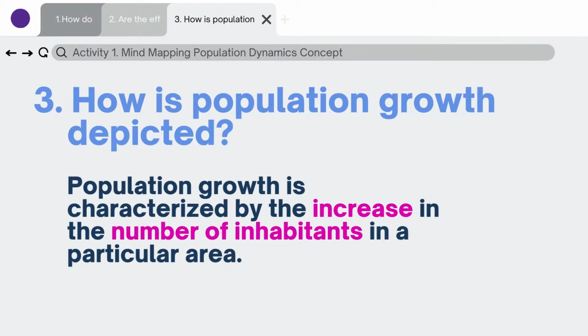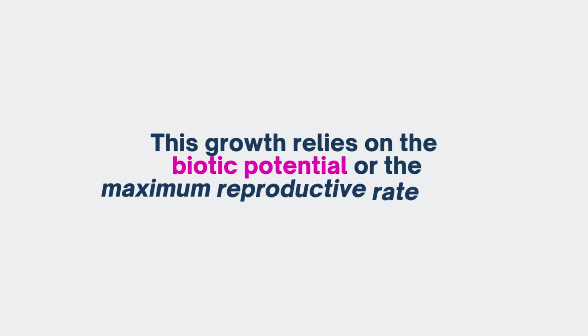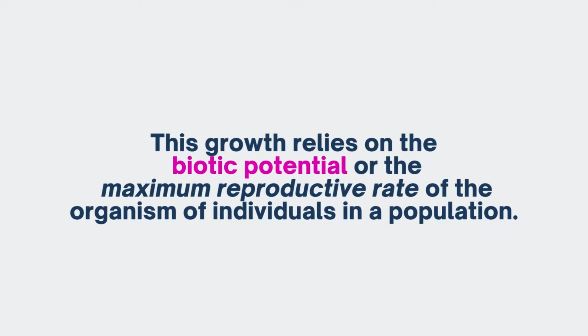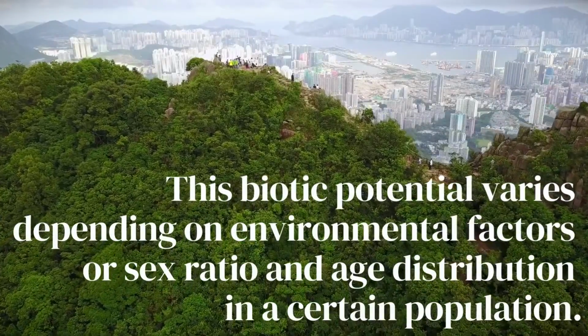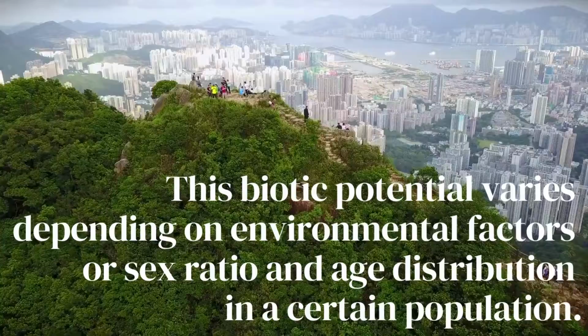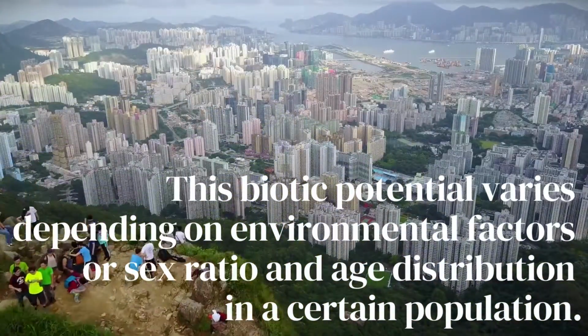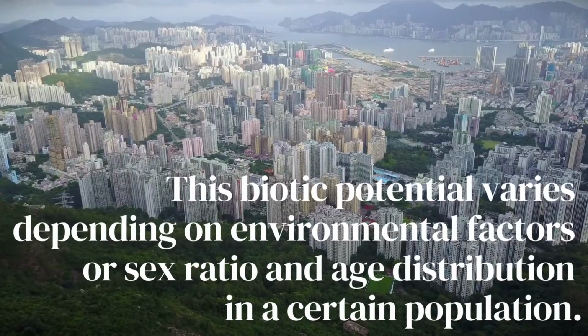Question number 3. How is population growth depicted? Population growth is characterized by the increase in the number of inhabitants in a particular area. This growth relies on the biotic potential of individuals in a population. Bearing that in mind, it is also important to note that this biotic potential, or the maximum reproductive rate of the organism, varies depending on environmental factors or sex ratio and age distribution in a certain population.